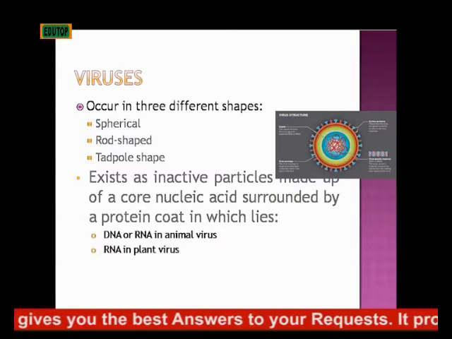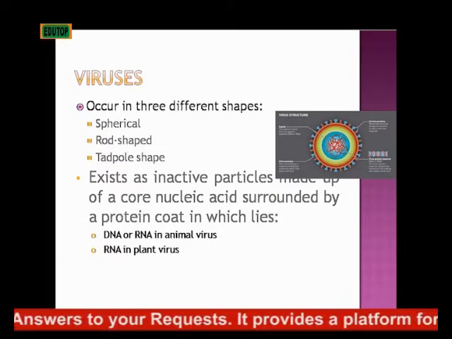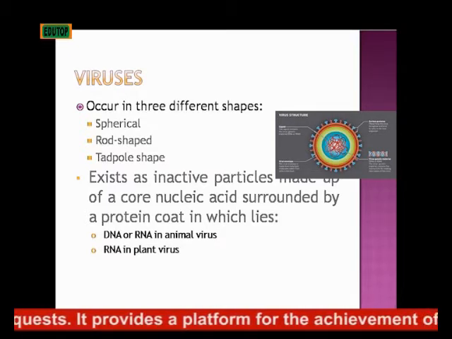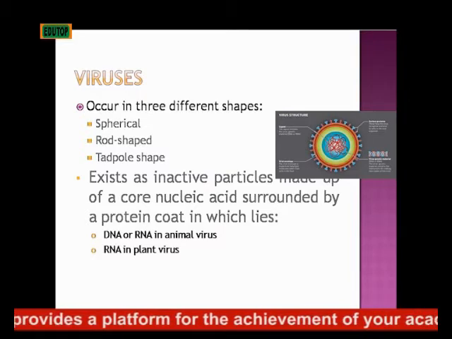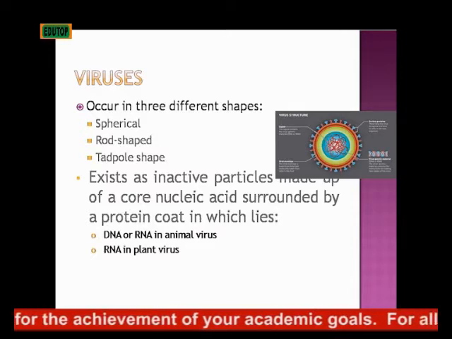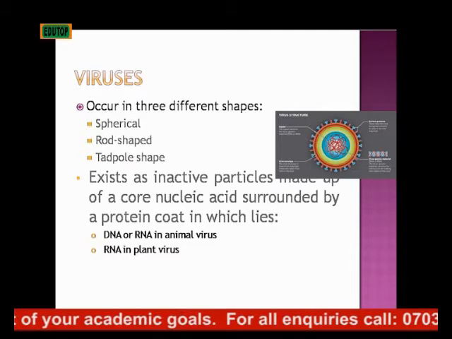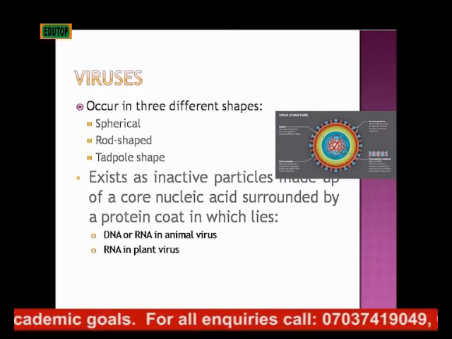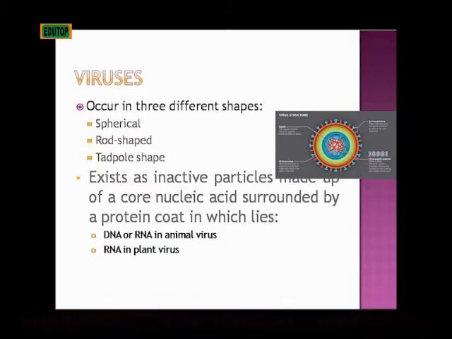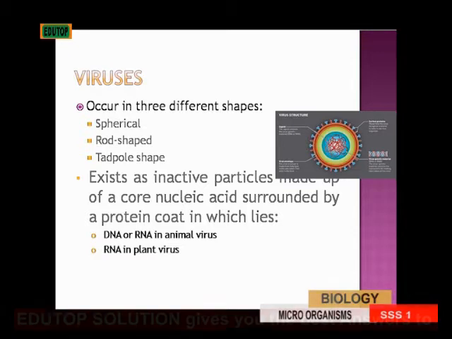They exist as inactive particles made up of a core nucleic acid surrounded by a protein coat, in which lies the DNA or RNA in animal virus and RNA in plant virus. You can see the picture of the structure of a virus. They are inactive particles made up of nucleic acid, with a protein coat, containing DNA or RNA in animal virus, and just RNA in plant virus.